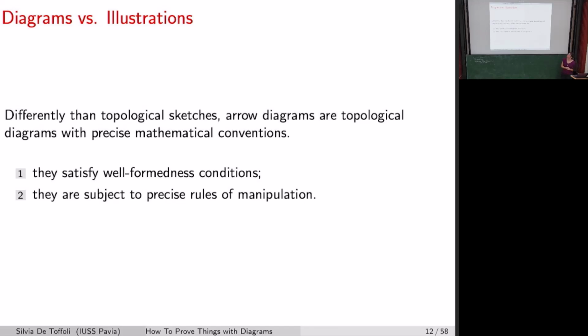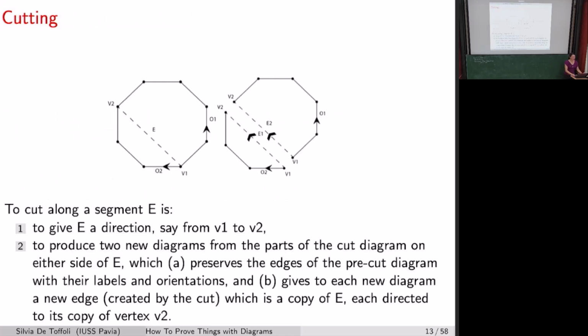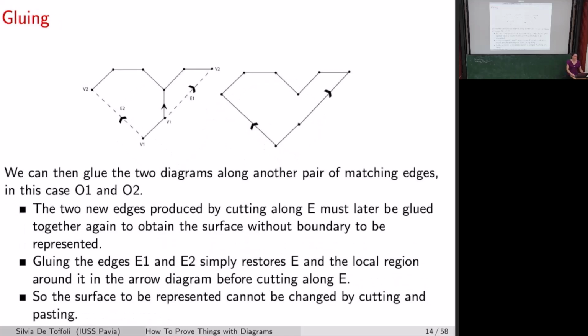Okay, so differently from topological sketches, arrow diagrams are topological diagrams with precise mathematical conventions. They satisfy well-formedness conditions, and they are subject to precise rules of manipulation. So they are rule-governed. And in fact, you could go into more detail to describe precisely what this cutting and gluing means in each case.